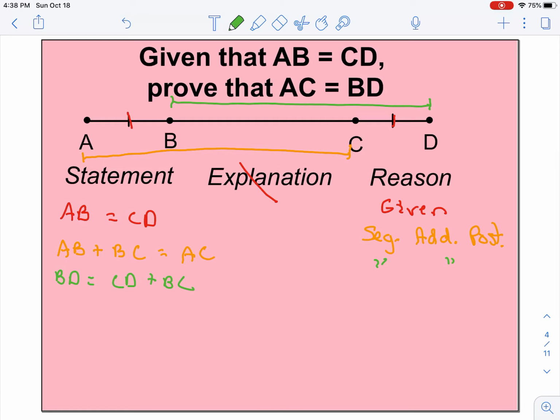So now here's where we can use some substitution. Because AB is equal to CD, we can take what AB is equal to right here, this CD, and substitute it in for AB. So then for this statement, we would put the CD in for AB, and we would have CD plus BC equals AC. And again, that was substitution.